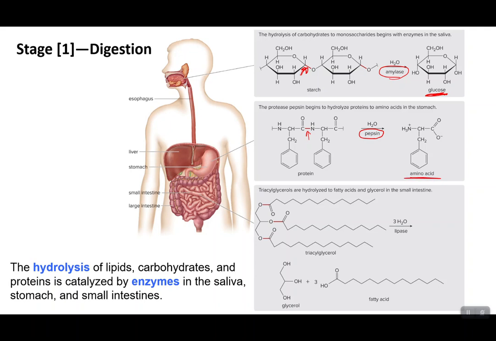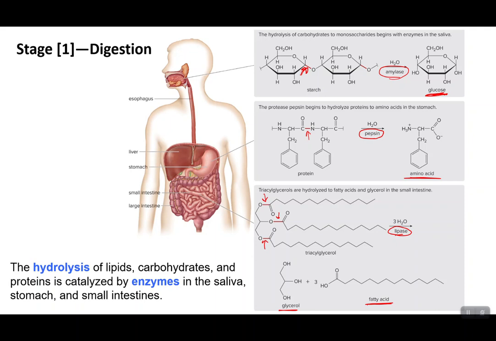Lastly, we have our triacylglycerols or triglycerides. And again, this is going to be recognized by lipase. This is the enzyme that is going to cleave these ester bonds here in order to release the building blocks of triglycerides, which is going to be your glycerol molecules and your fatty acids. This lipase enzyme is found in your intestines, in the small intestine.